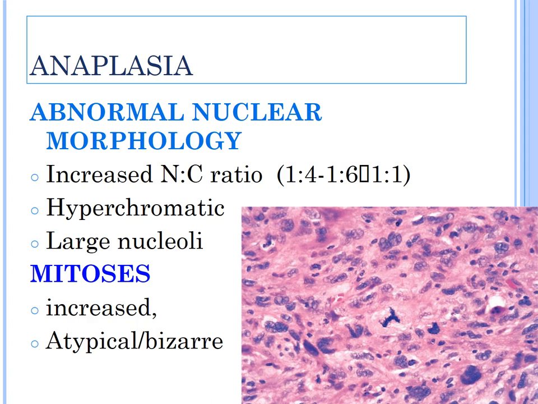Meaning, there is enlargement or increased size of the nucleus. And that nucleus, because it increases in size, there is increased chromatin, it becomes darker in staining. So you call it hyperchromatic. And if it is not too dark, you will find inside that the nucleoli are also larger. Now, since they are growing very fast, you will have increased mitosis, and you should know the appearance of mitosis, and it can be atypical or bizarre.